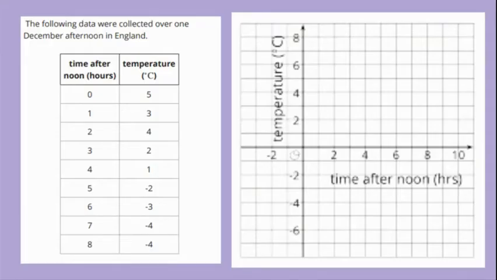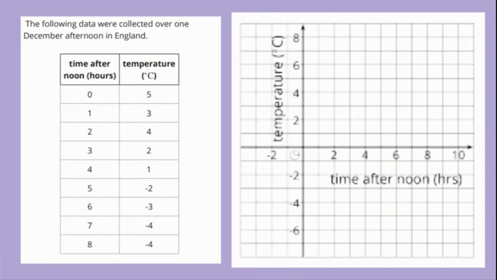Okay, let's look at another situation. In this one, our ratio table is already filled out for us, so that makes it a little bit easier, but I'm still graphing from that ratio table. This particular ratio table is about data that was collected over one afternoon in December in England.